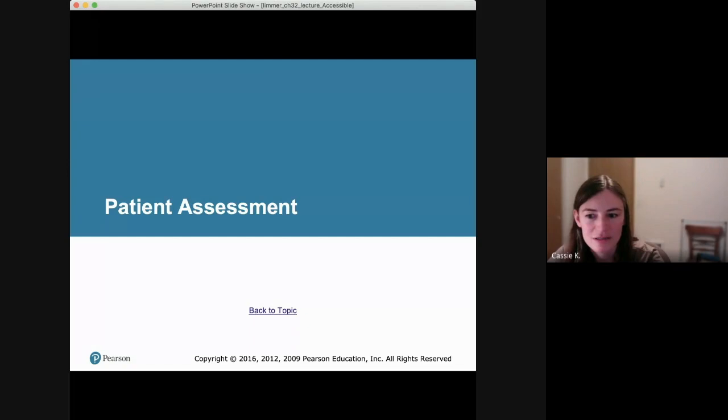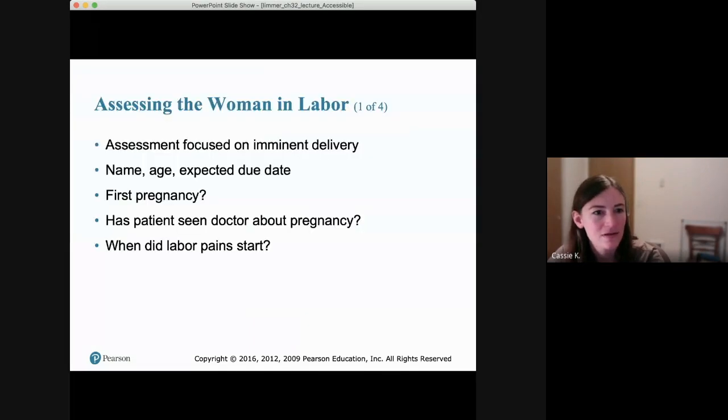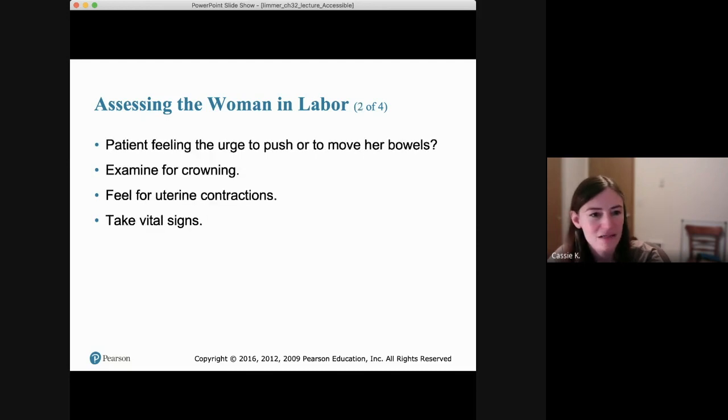Talking about patient assessment. Assessment, like if you find a woman in labor, assessment is going to be focused on whether the delivery is imminent. So, of course, we'll get our name, age, expected due date. Find out whether it's a first pregnancy or whether they've had multiple pregnancies. If they've seen a doctor and received prenatal care, and then when did the labor pains start? I'm going to ask them if they feel an urge to push or move their bowels. And then we'll do an examination.